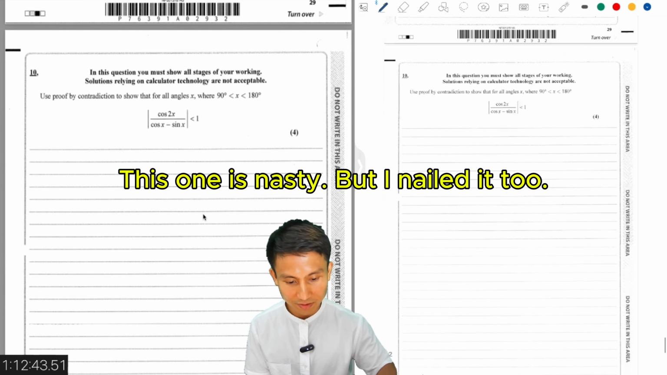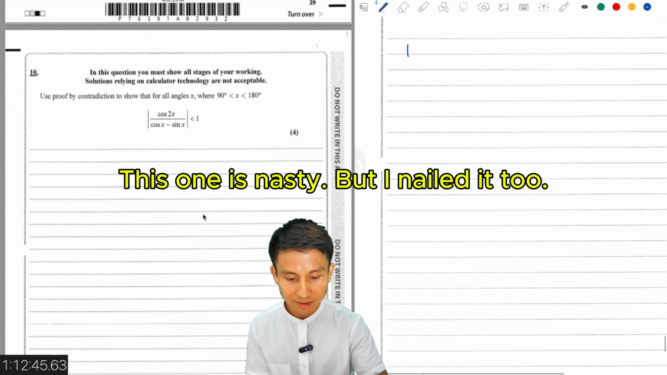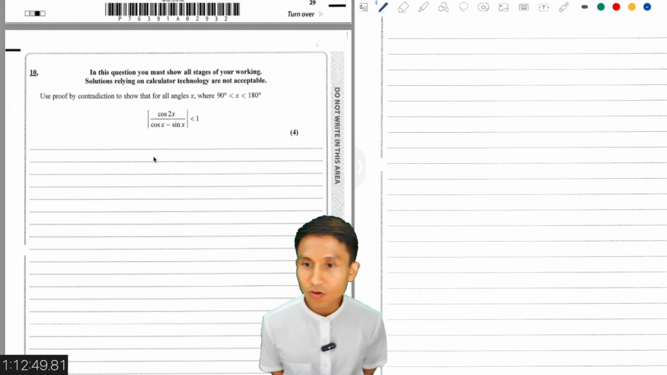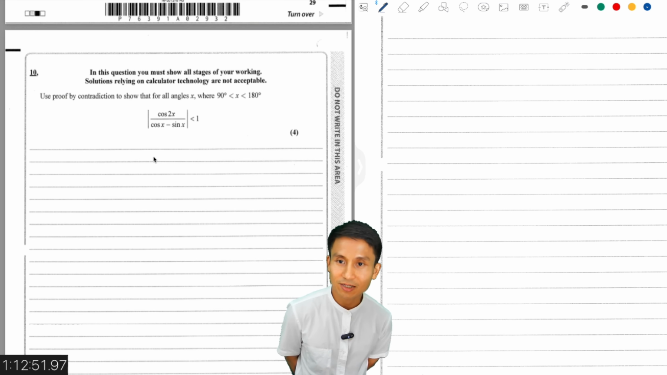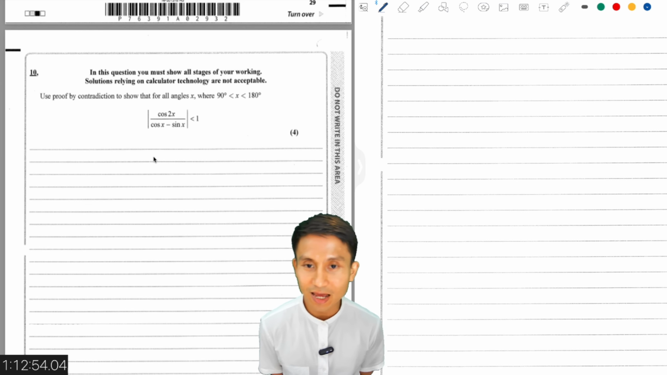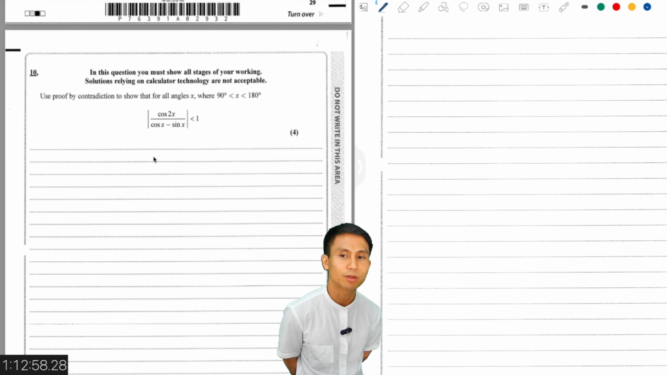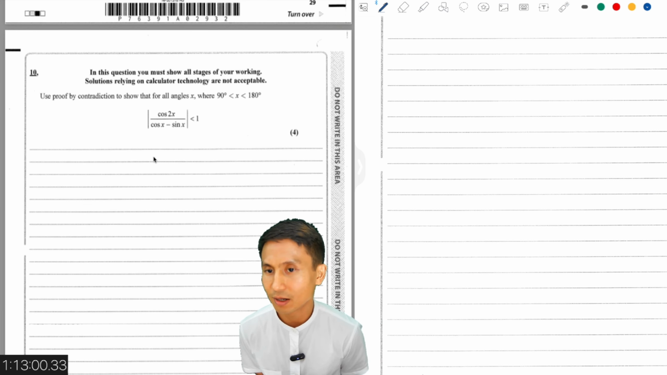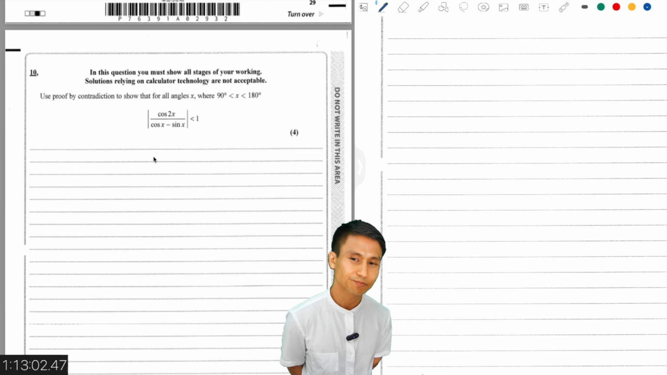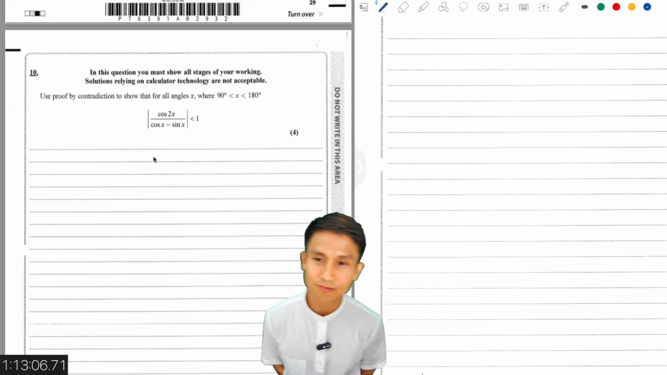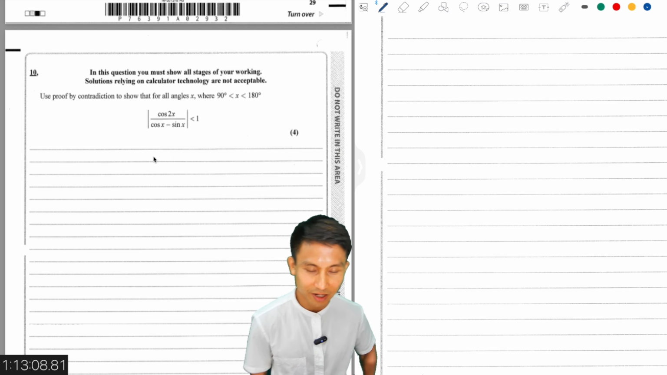Question 10. What is that? Use proof by contradiction to show that for all angles x, where 90 less than x less than 180, is that. All right, let's see. Okay, this is interesting, guys. Let me see. Aha, I spot something.